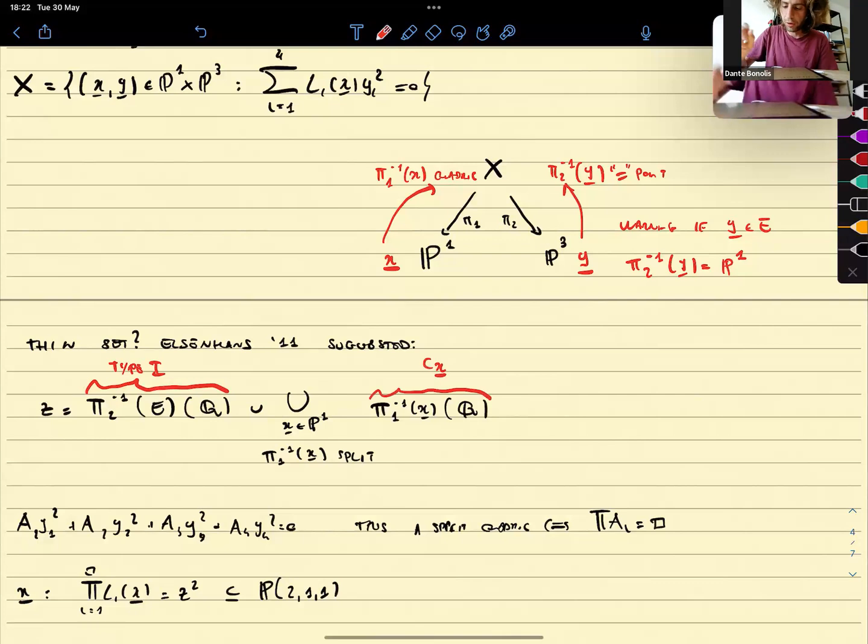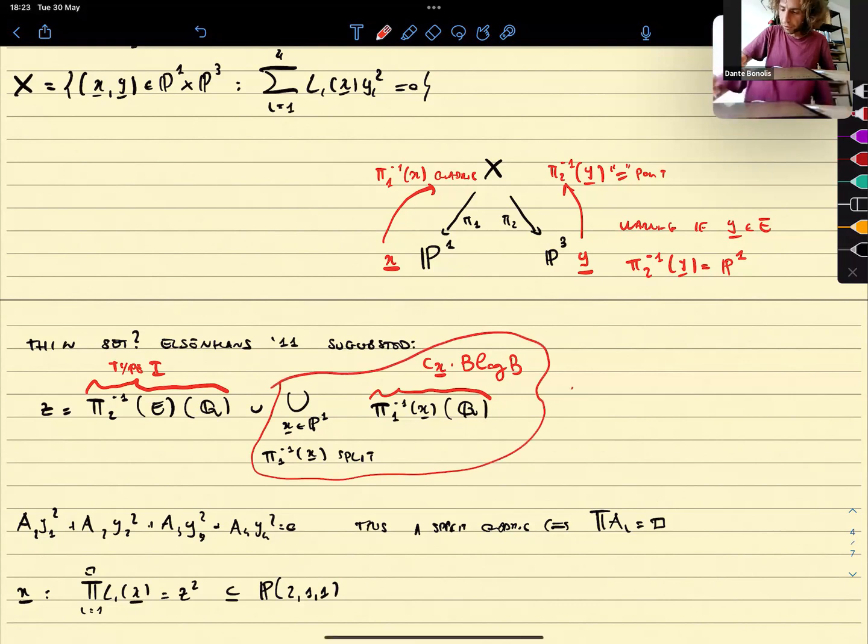Meaning that if the inverse of this point is a split quadric, basically any such fiber is going to contribute a constant which depends on the point X times B log B. This would be a problem because this B log B already has the same order of magnitude as the main term we want to prove. So if you have too many of these points, you might add up too many things. So basically, we need to exclude also this union here, and this turned out to be a type 2 set.